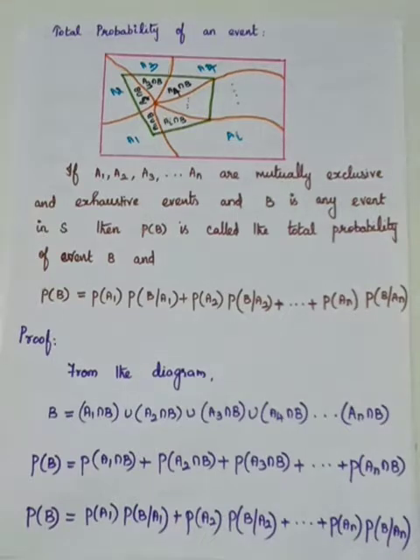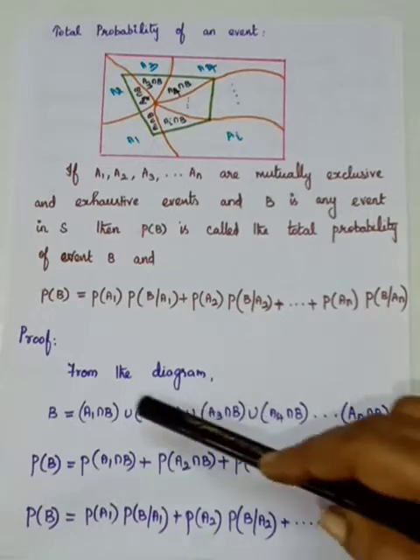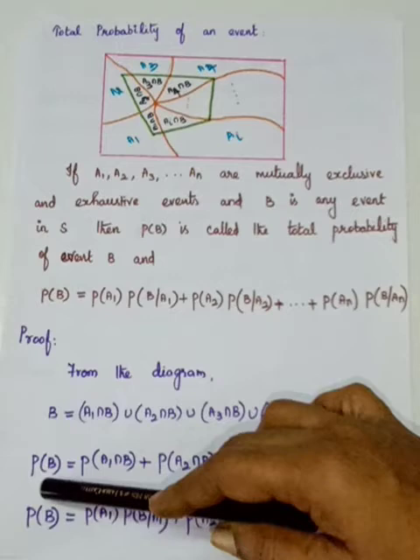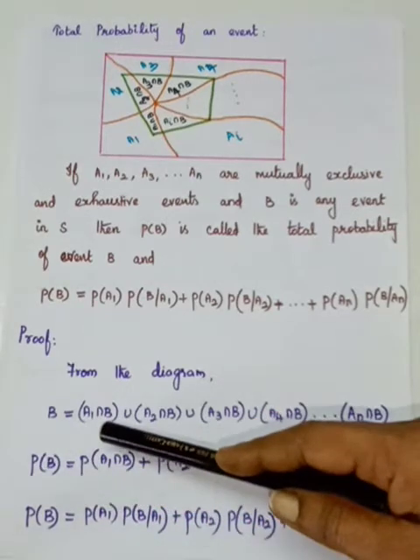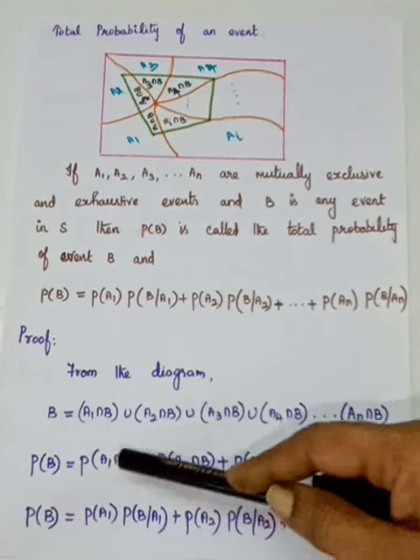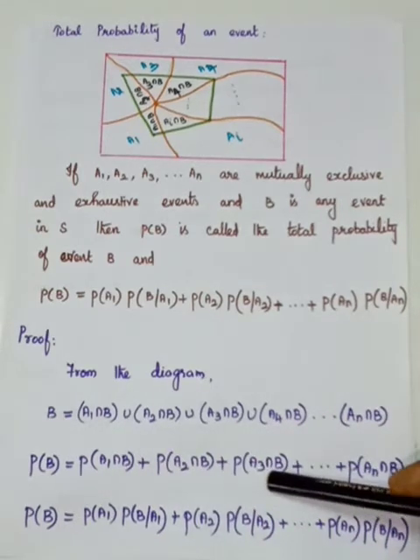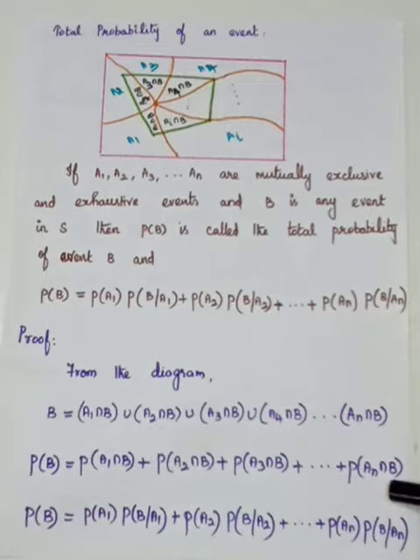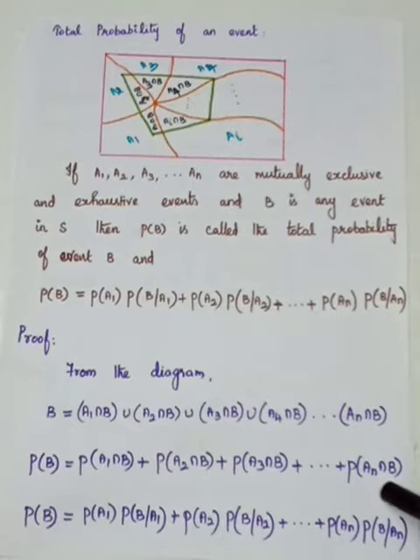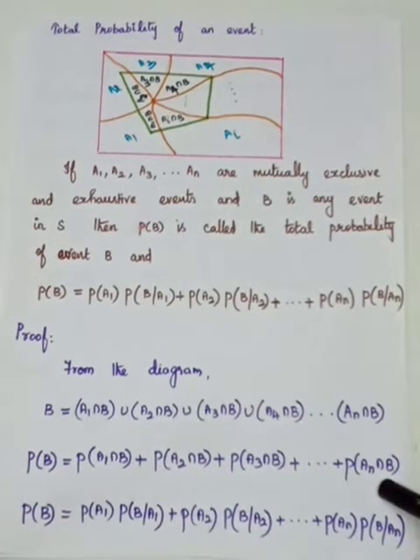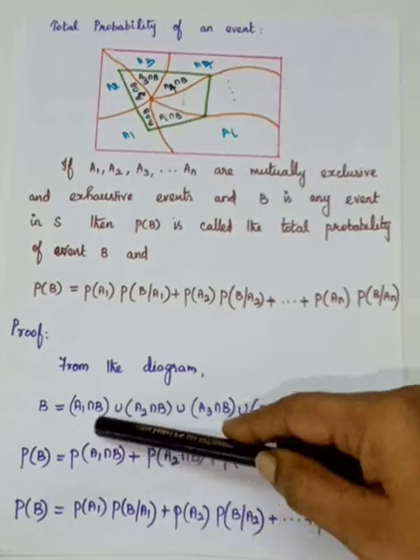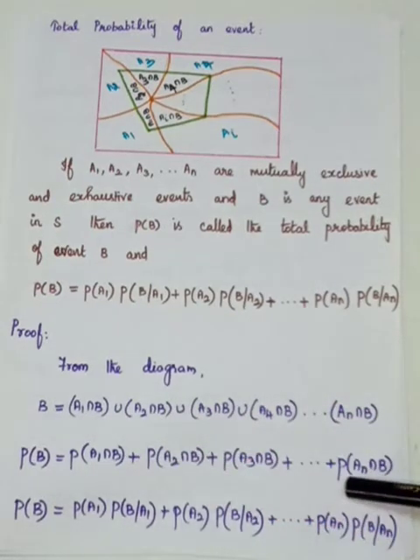So you know very well, if A and B are mutually exclusive events, then the probability of A union B is equal to, what is it, P of A plus P of B. Okay, B is the union of all the terms. So if you apply probability, it is the probability of the first one plus the probability of the second one plus the probability of the third one plus etc., probability of An intersection B. Because if A and B are mutually exclusive, P of A union B is equal to P of A plus P of B. So that's why I have written it separately as an addition.